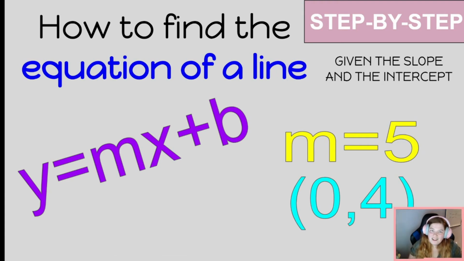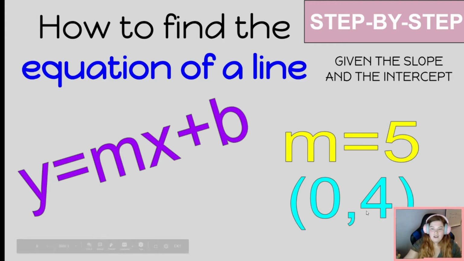In today's little video, we are going to talk about how to find the equation of a line when you're given the slope and y-intercept. Remember, the equation of the line that we're talking about is slope-intercept form, which is y equals mx plus b, that big purple equation you see on the screen right now. And we're going to be given information such as the slope and the y-intercept today.